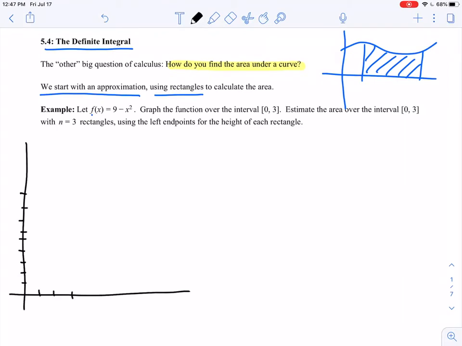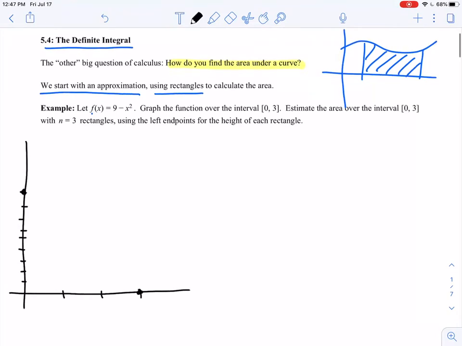And actually, let's spread it out a little bit more. 1, 2, 3 right here. So my parabola probably looks something like this. Something like this, let's say. Not perfect, but enough to at least give us an idea of what it looks like.